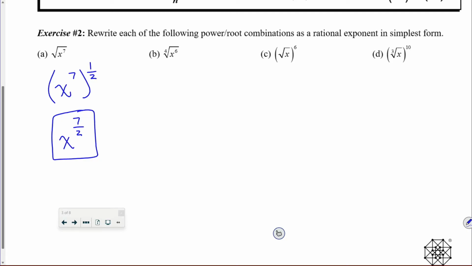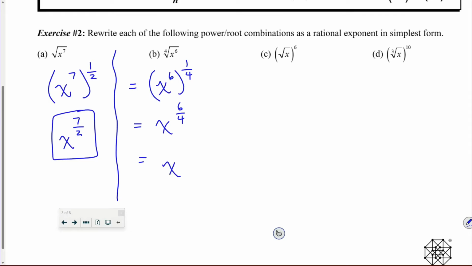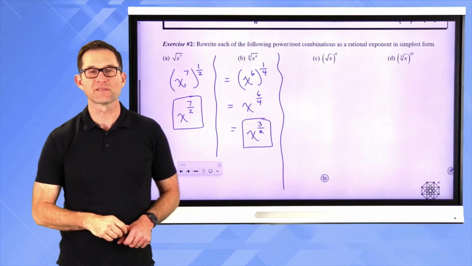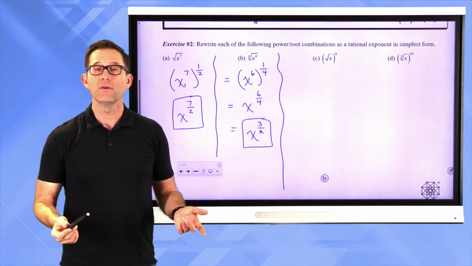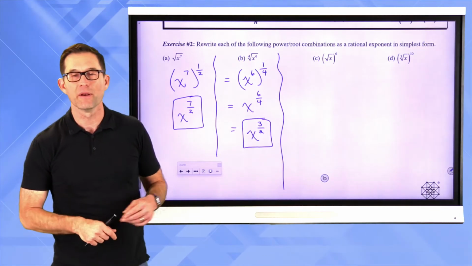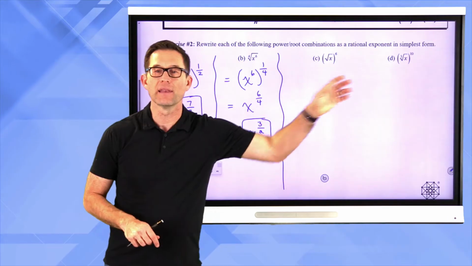Let's take a look at letter B. Here I have the 4th root of x to the 6th. I can rewrite that as x to the 6th raised to the 1/4, which is then x raised to the 6/4, and I can simplify 6/4 into 3/2. So I can rewrite the 4th root of x to the 6th as x to the 3/2. Okay, what I'd like you to do is pause the video for a moment and try to do letter C and letter D.